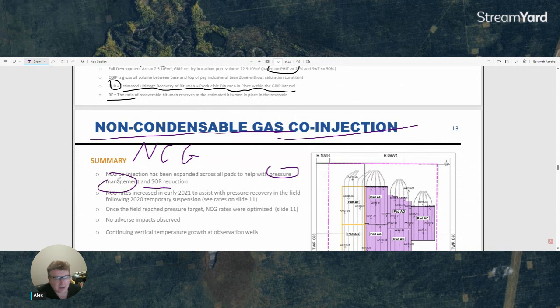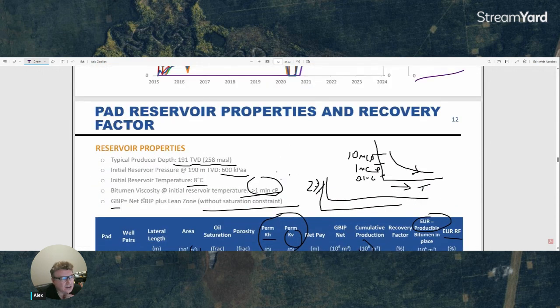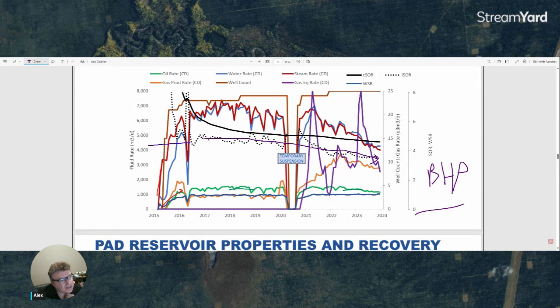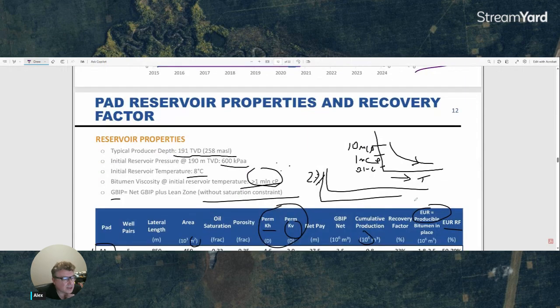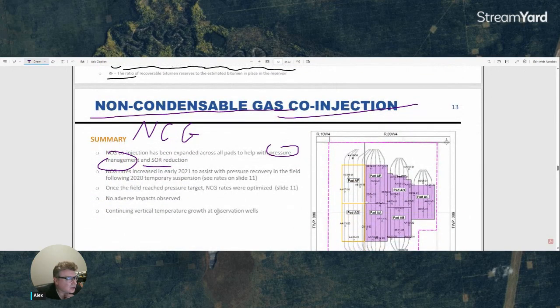Management. Maybe they have a criteria where they want to manage it around a certain value, but I assume they wanted to maintain it, because they inject that NCG and reduce the steam. So what's the equilibrium? It's probably in maintaining bottom hole pressure. Maybe it declined a little bit. We don't know yet. We will simulate that in the future. But that's what the company basically communicates.